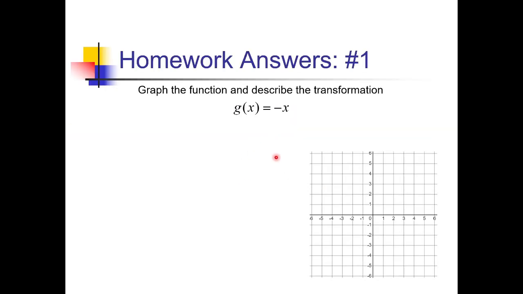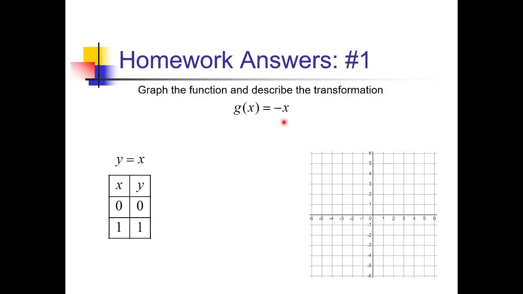For this problem, we're trying to graph and describe the transformation for g of x equals negative x. Well, this is just f of x equals x for the parent function. It's just a line with the points 0, 0, and 1, 1 still. Now for the transformation, we can think of this as being outside the function.